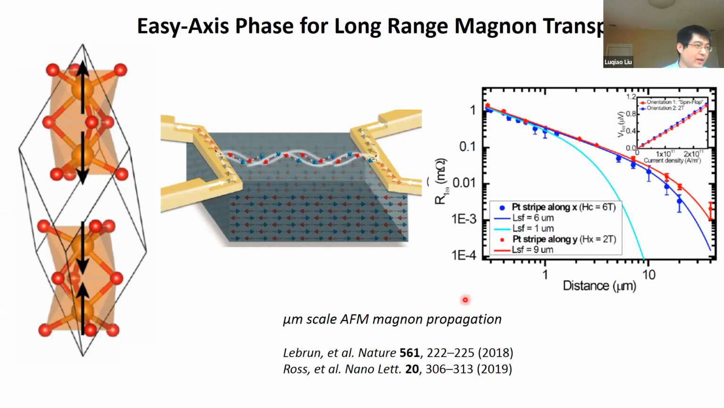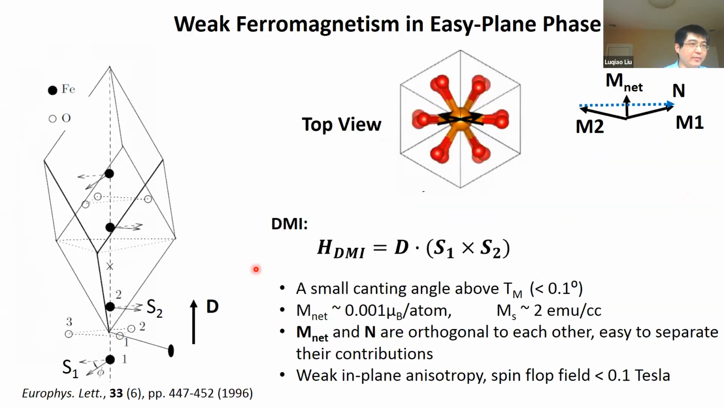So this was quite an important result. Today we are using the same material, alpha iron oxide, but simply in a different phase, the easy plane phase, that is at room temperature. We do the experiment at room temperature.